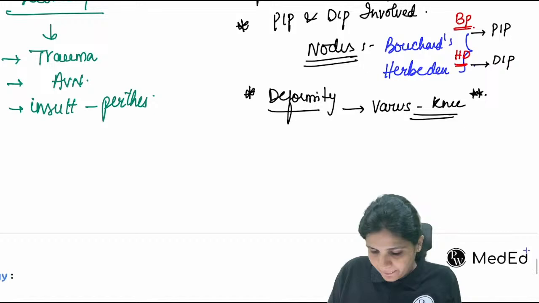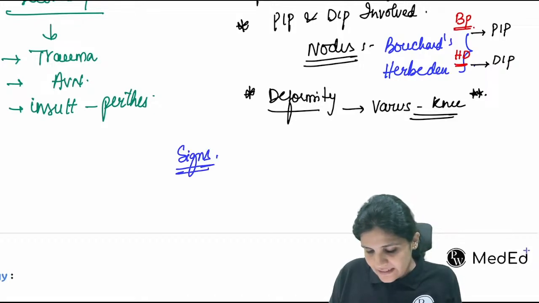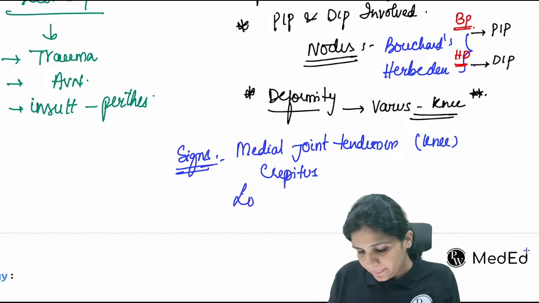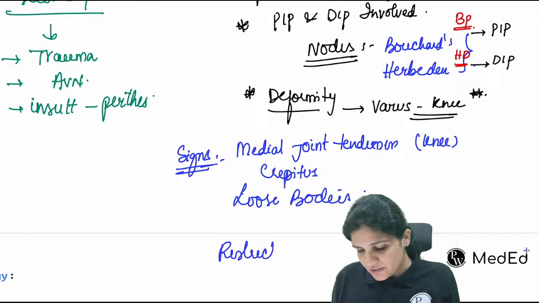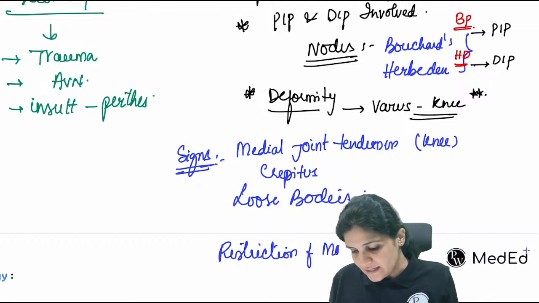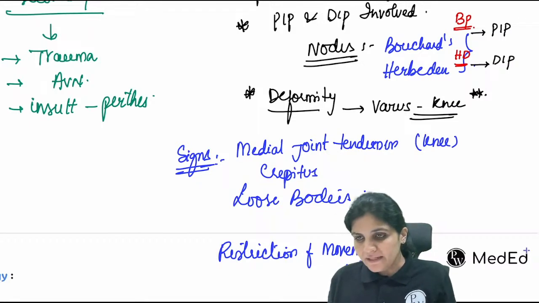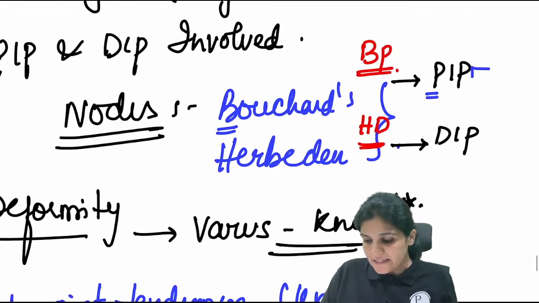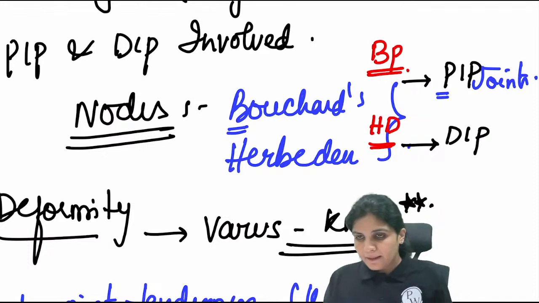So what do you see? And then signs. There will be medial joint tenderness, usually in the knee, and you can feel the crepitus. Okay, there is restriction of movements, especially terminal restrictions. BP is just a mnemonic. Remember that Bouchard nodes are in PIP joints and Herbidens are seen in DIP joints. BP is a mnemonic.